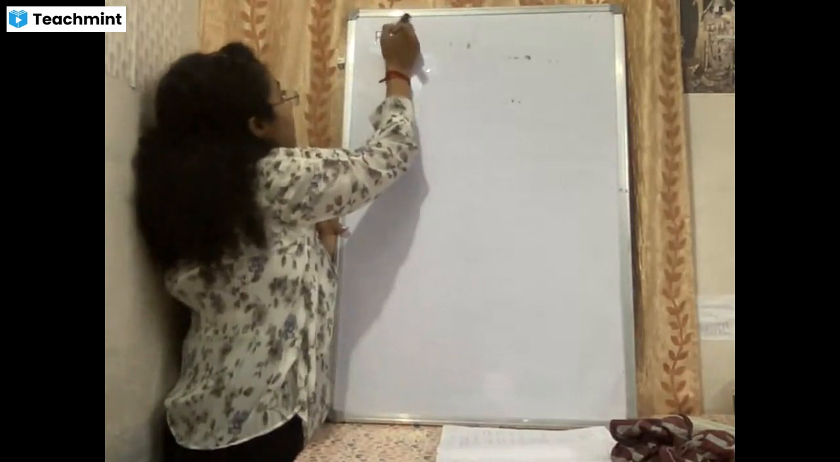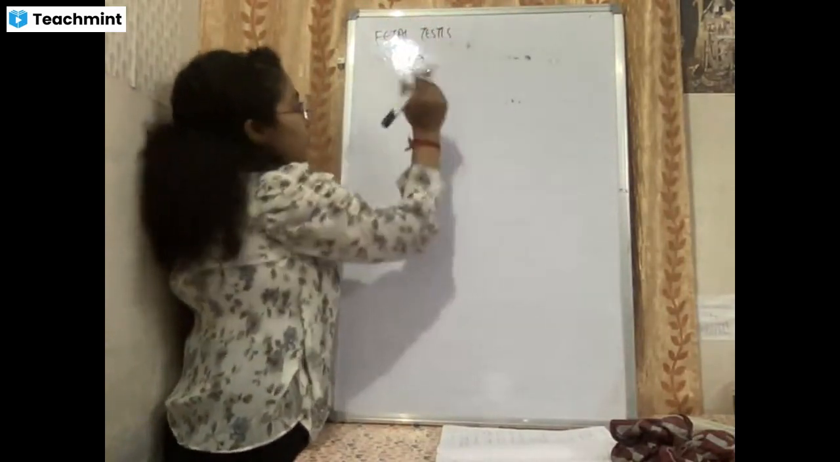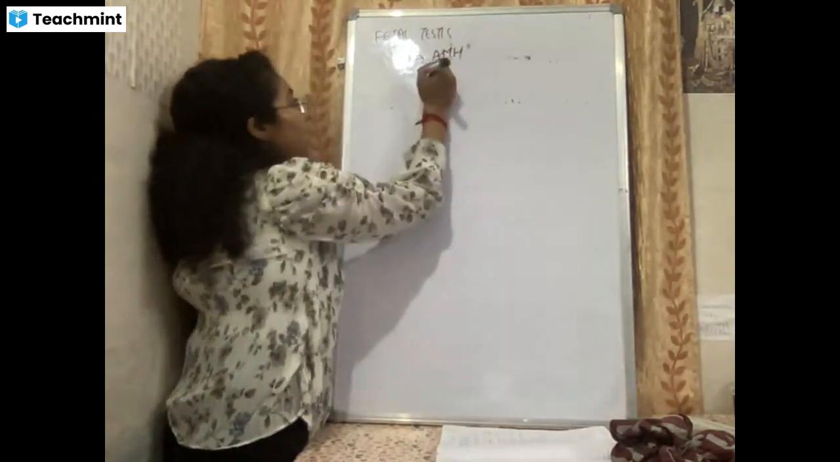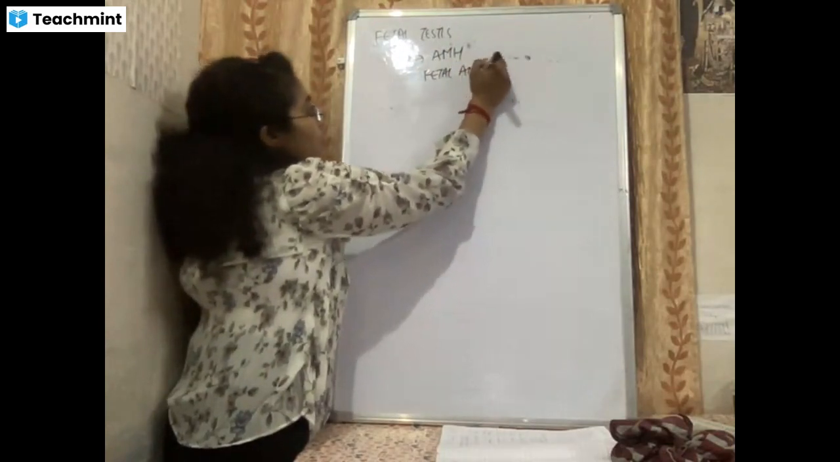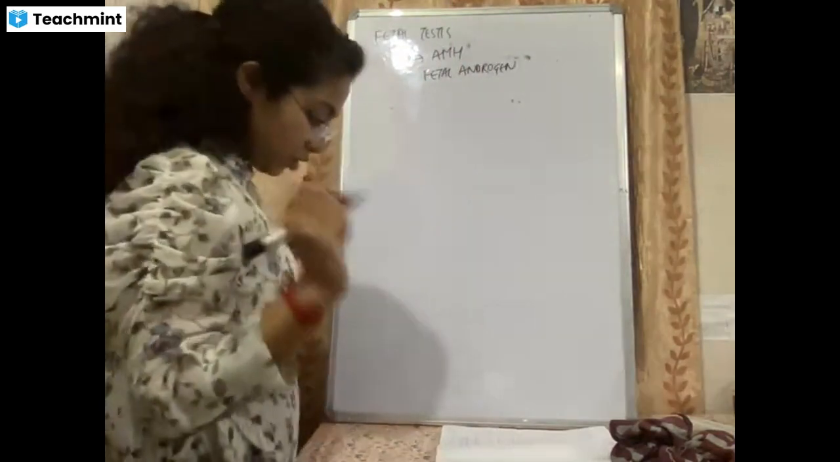Fetal testis. The fetal testis is governed by two things: anti-Mullerian hormone and the fetal androgen.